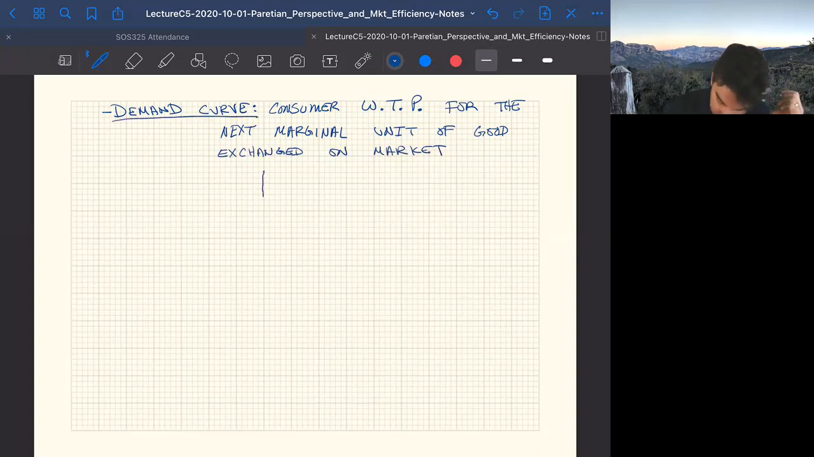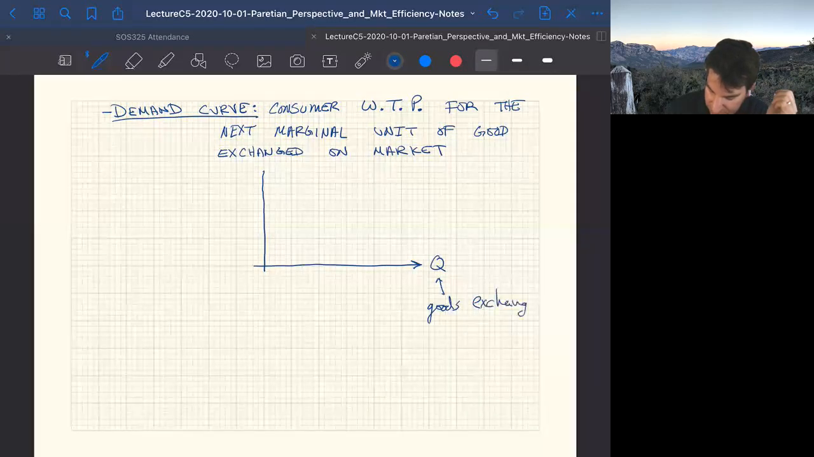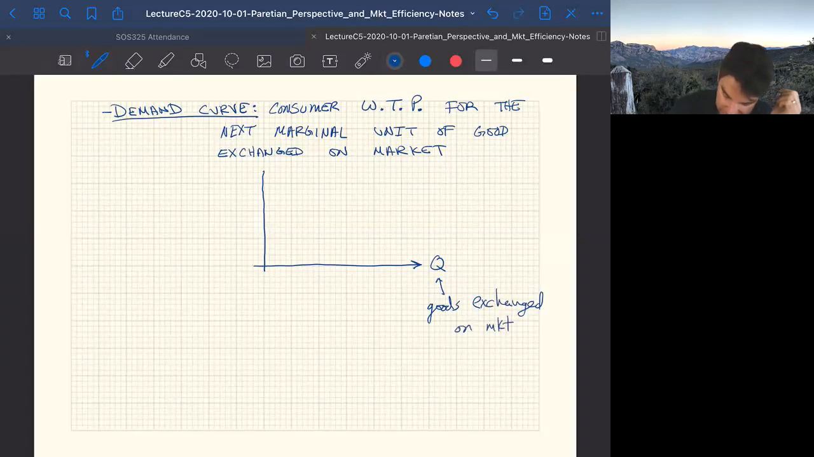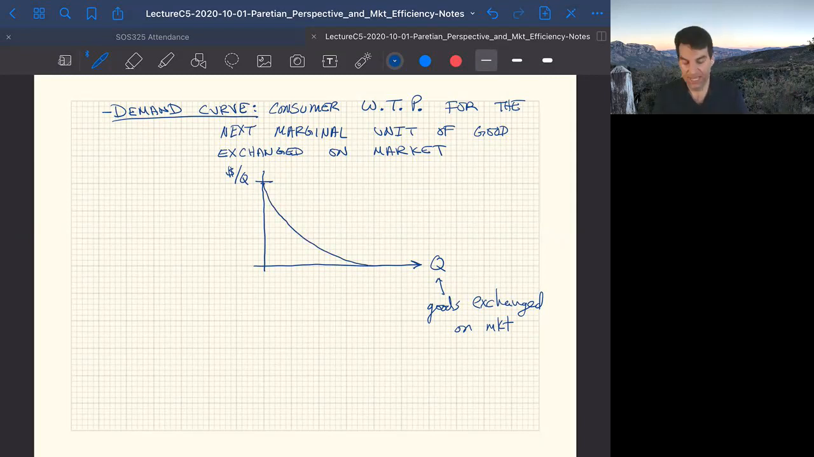And so a demand curve is, you're often going to have something where you've got Q, these are goods exchanged on the market, and you'll have dollars per unit of those goods, and you've got some demand curve, which we often will draw like a line, but it doesn't have to be a line.